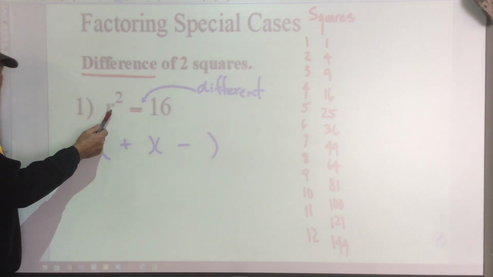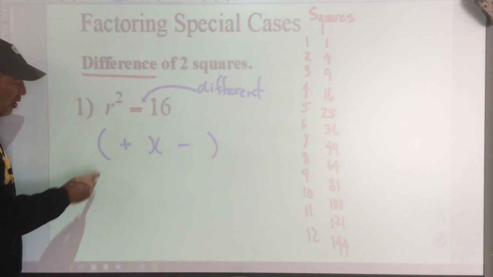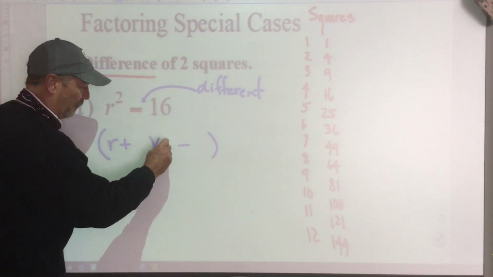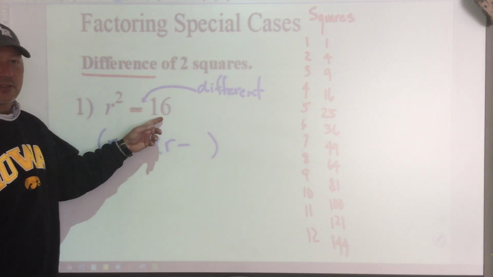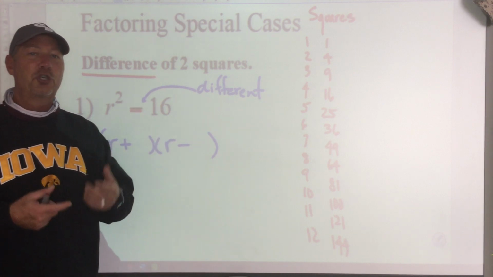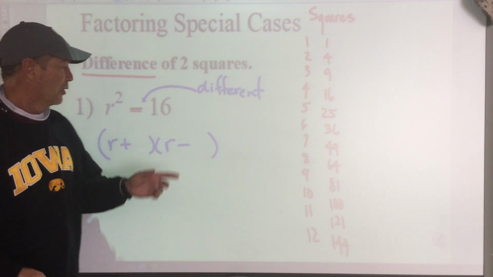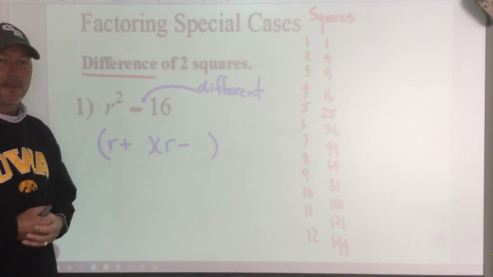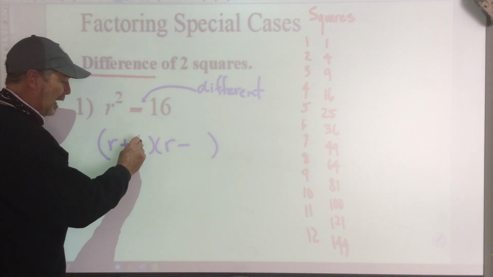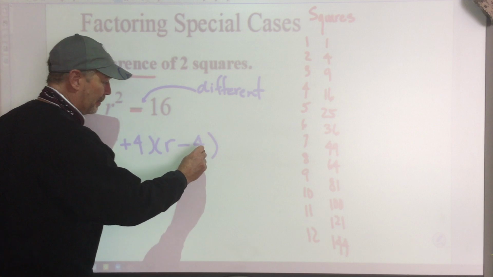It was pretty easy the other day. We broke down, and r squared would be r times r. That's not tough. But now we're going to break down 16. This is where I would hope that you could remember your perfect squares. Because what times what is 16? Hopefully you know that 4 times 4 is 16.